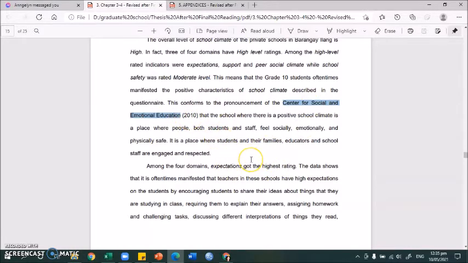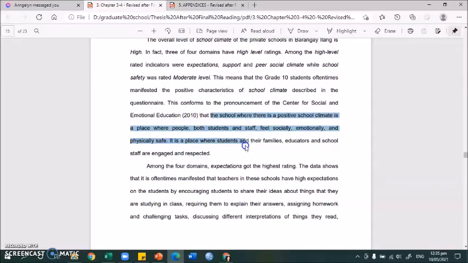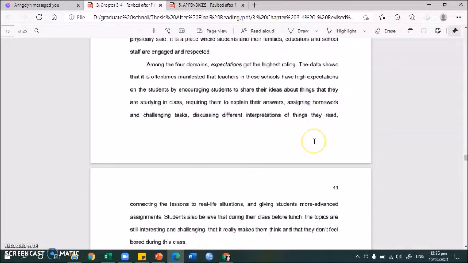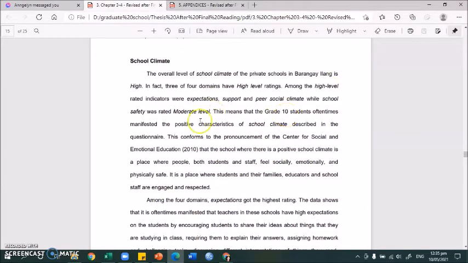Sa chapter 4 naman, sa discussion, of course, nauuna yung mga statement na ganito, no? And then, followed by the source. Okay? So, this conforms to the pronouncement of, and then yung source, and then yung statement. Okay? Alright. So, at least meron kang isa or dalawang support ng result mo.